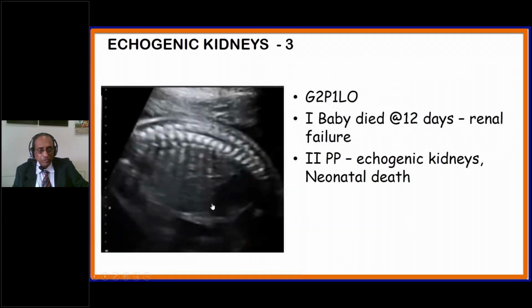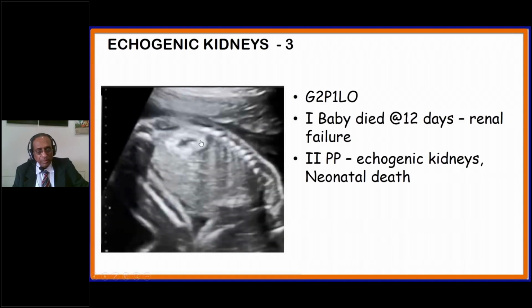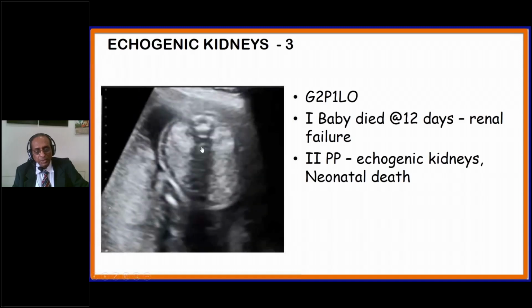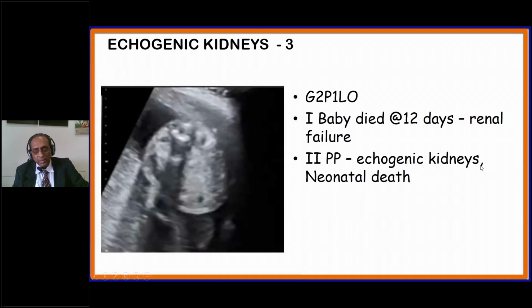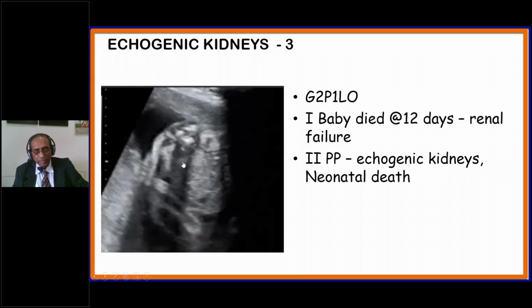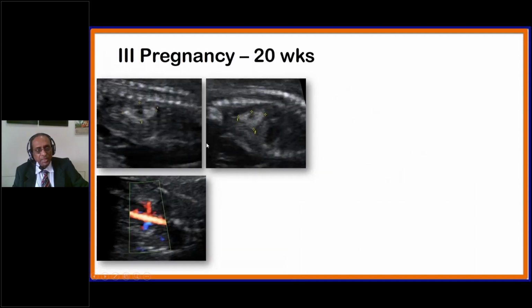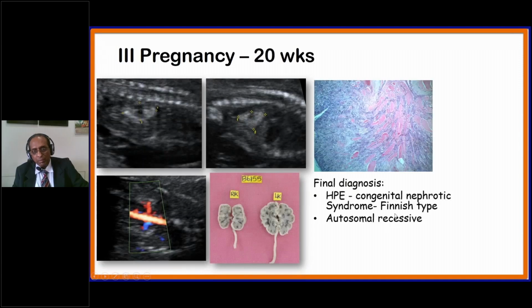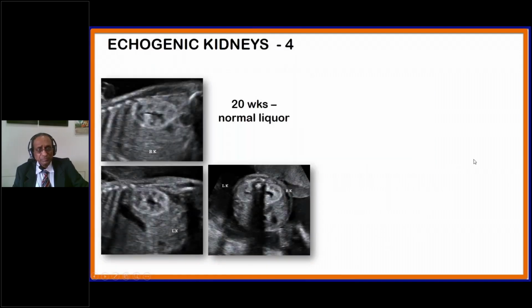Now the last type of echogenic kidneys which we are going to see: you can see a normal sized kidney, but very bright and echogenic, and it's bilateral. This lady's first baby died at 12 days due to renal failure. This is the second pregnancy, and it also had a neonatal death. She comes in the third pregnancy at 20 weeks. We found bilateral small echogenic kidneys, and on autopsy the diagnosis was congenital nephrotic syndrome, which is the Finnish type. It is autosomal recessive and can also be identified by molecular techniques.